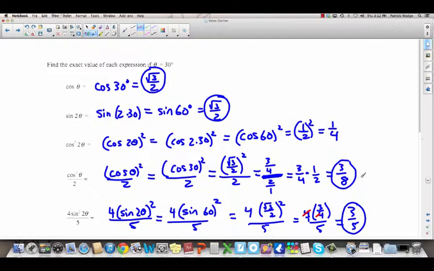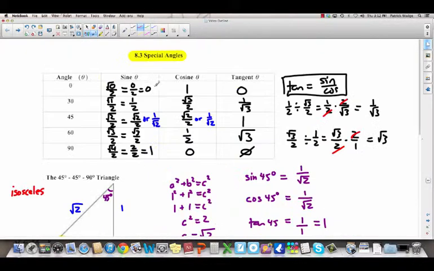Okay, we're done. Main thing here is I'd love it if you could memorize this table. It is going to come up time and time again in grade 11 and 12.